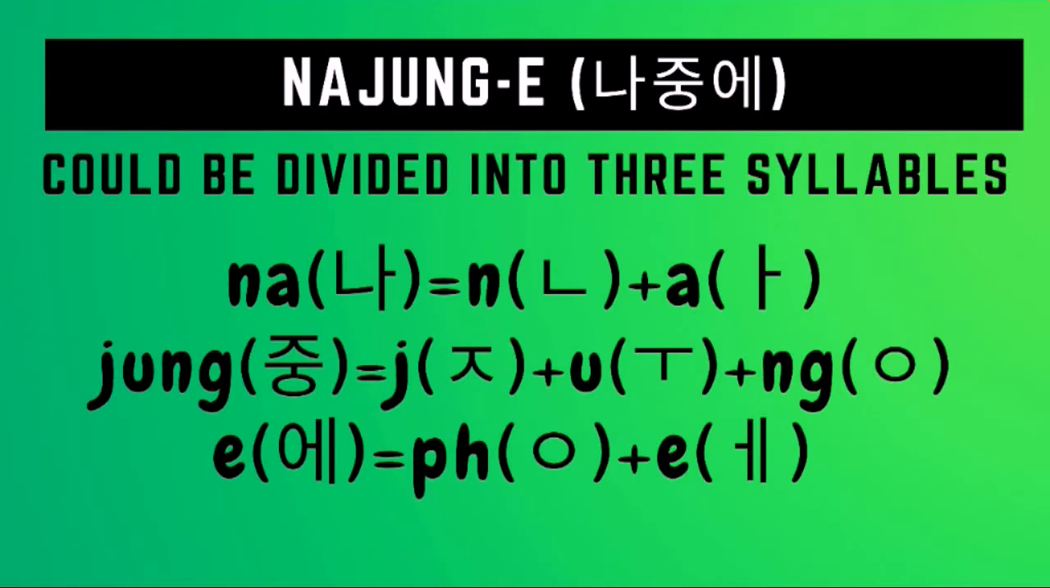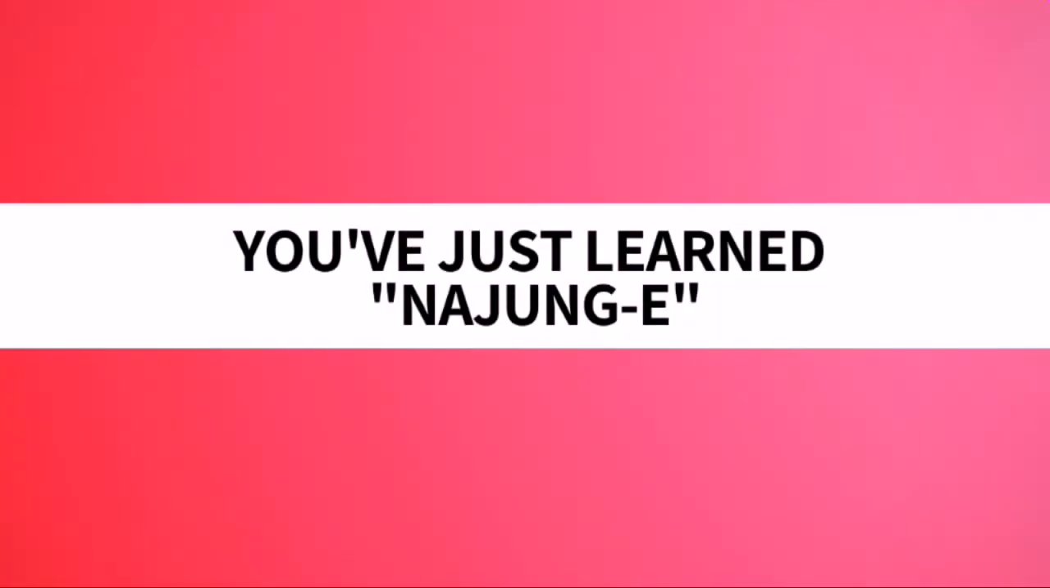The word najunge could be divided into 3 syllables. Najunge. Na is formed from the combination of the sounds of nian and a. Jung is formed from the combination of the sounds of chiat, u, and iyang, while e is just the sound of e itself with a placeholder iyang at the first position of the syllable. Najunge. And with that, you've just learned Najunge.